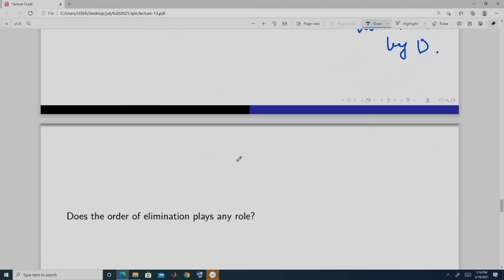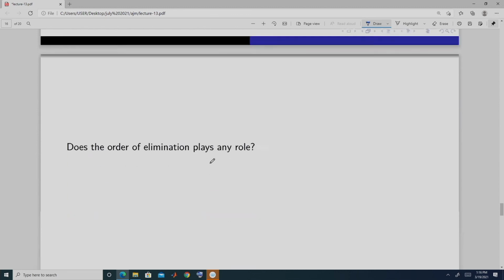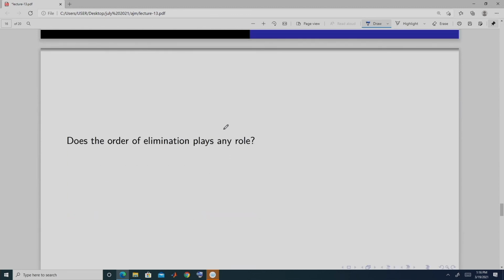Okay. The next thing that we are going to do, in the next class, is whether the order in which we eliminate the strategies or actions has any important role to play. That is, if we change the order of elimination, do we get a different outcome?